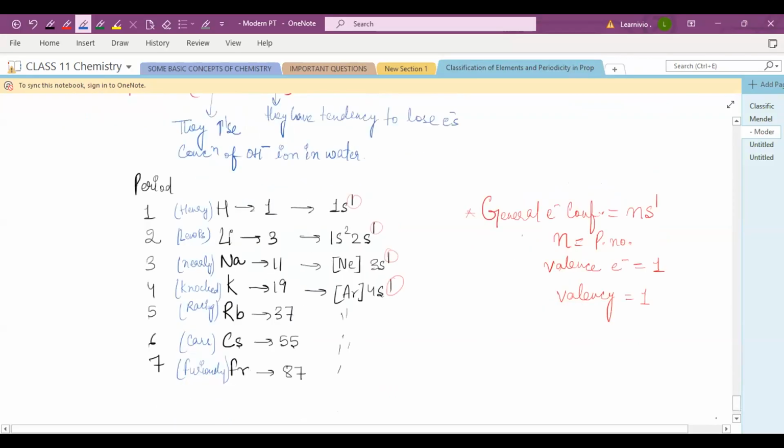Just write it down. Then we will see group number 2, group second, which is your alkaline earth metals.